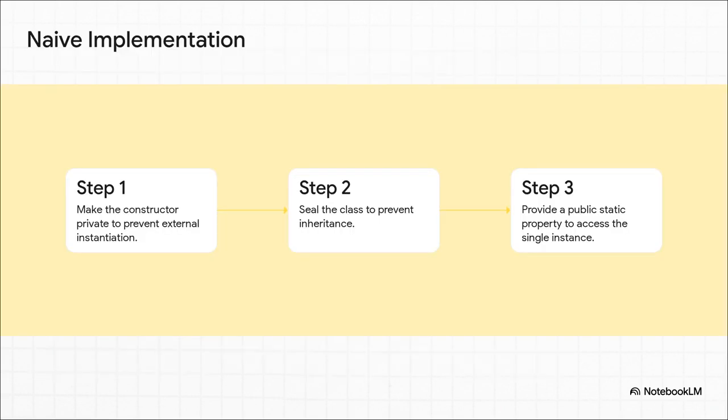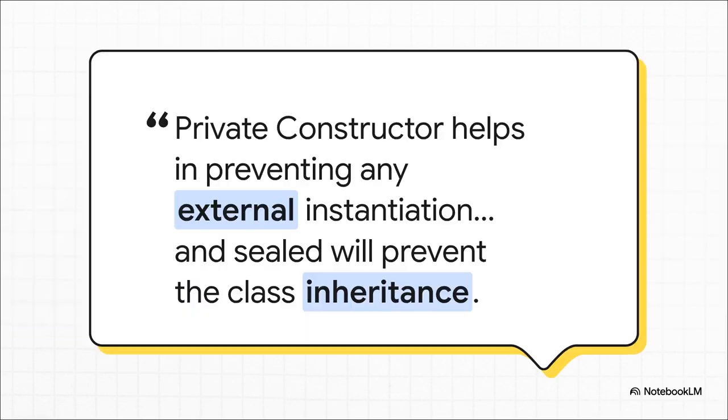Now, at first glance, building a basic Singleton seems surprisingly easy. It's almost like a simple 3-step recipe. First up, you make the constructor private. Then, you seal the class. And finally, you create a special public static property that the whole world will use to get that one and only instance. Let's dig into the why behind those first 2 steps.